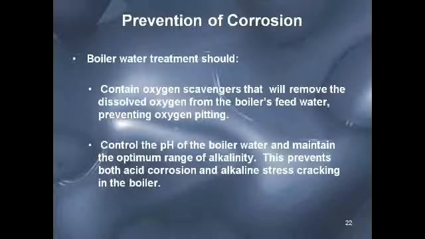In order to prevent corrosion in the boiler and in the connecting steam and water systems, the boiler water treatment should contain oxygen scavengers. These compounds will remove the dissolved oxygen from the boiler's feed water, preventing oxygen pitting. The treatment should also control the pH of the boiler water and maintain the optimum range of alkalinity. This prevents both acid corrosion and alkaline stress cracking in the boiler.